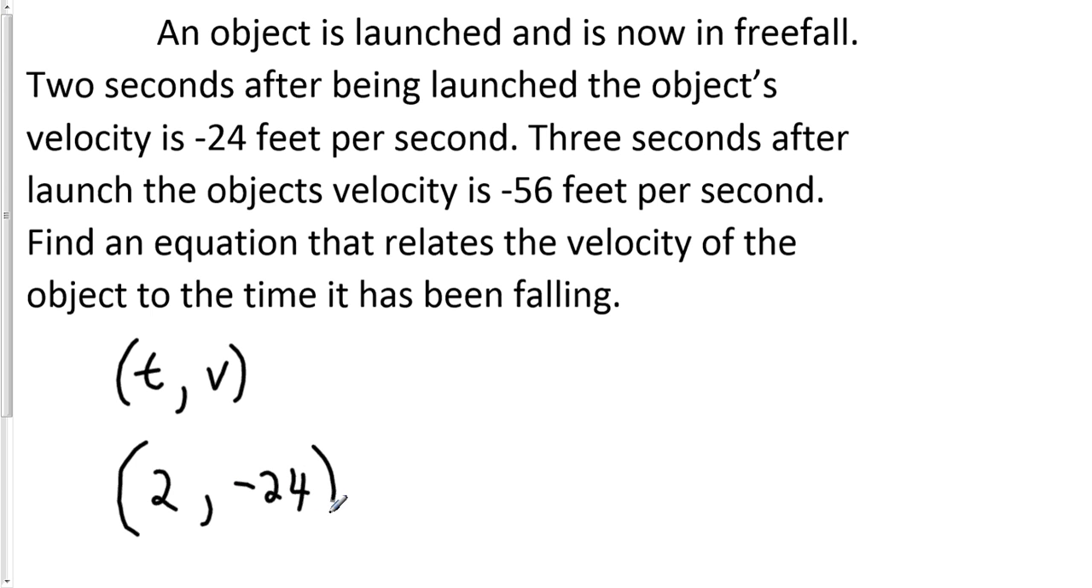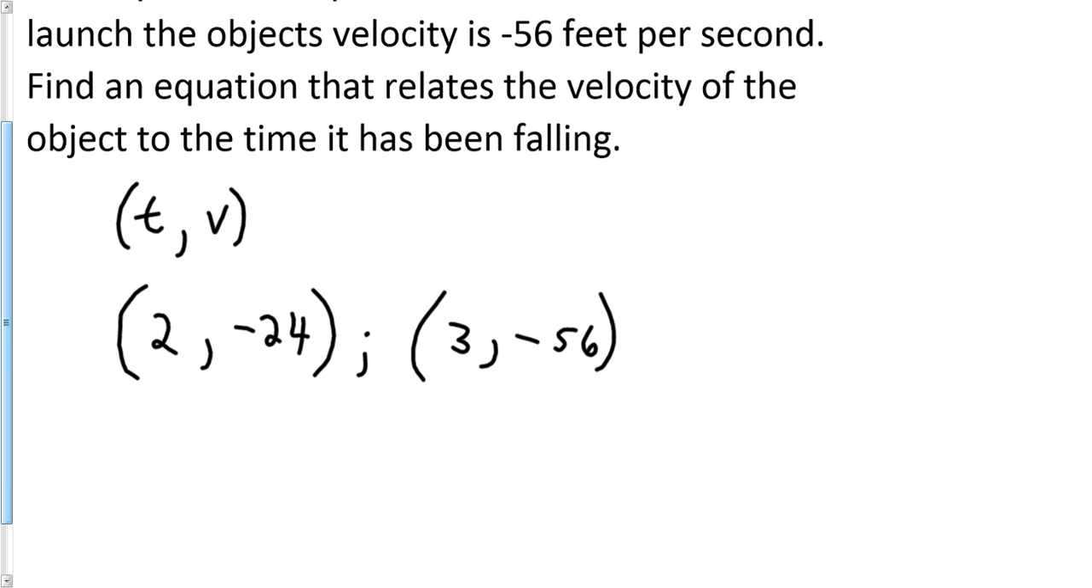So here I have a relationship between a time and a velocity. That's my first relationship. Another relationship, or a part of the same relationship actually, because it's the same object, is 3 seconds after. So when time is equal to 3 seconds, this thing is going negative 56 feet per second. So negative 56 is my velocity. So I have those two ordered pairs.